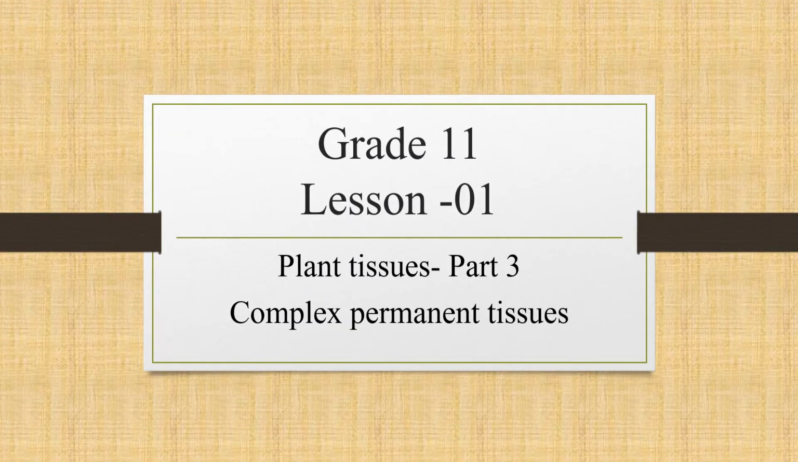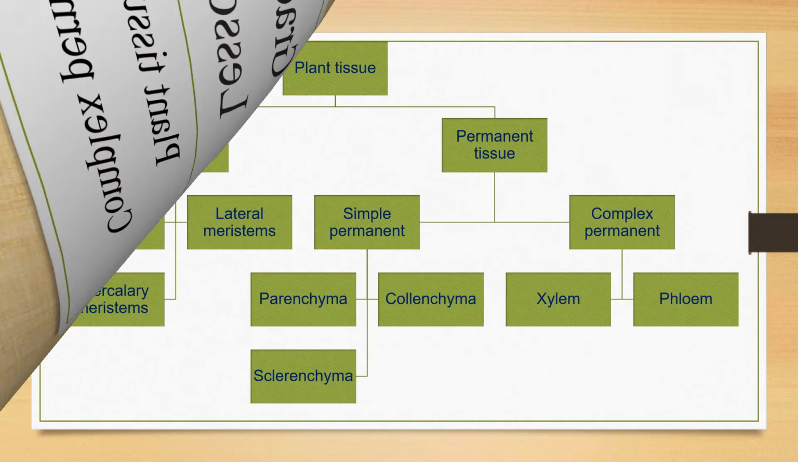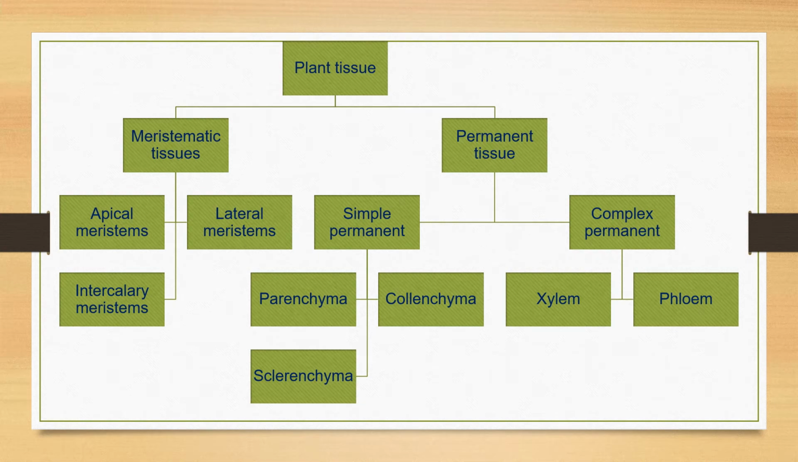Today I am going to teach you lesson number 1, the plant tissues part 3. Today the lesson is complex permanent tissues. There are two main categories of plant tissues. Those are meristematic tissues and permanent tissues.